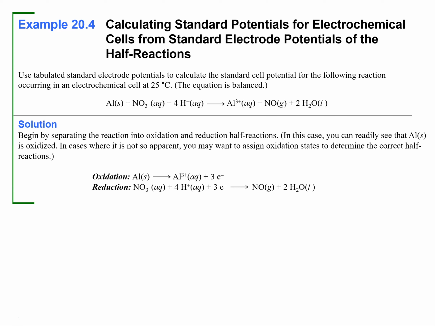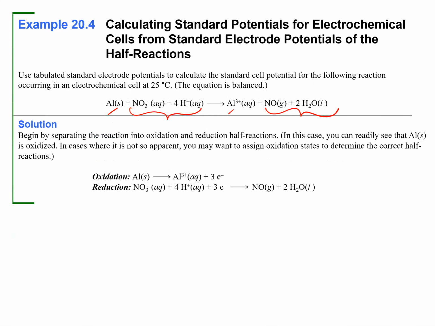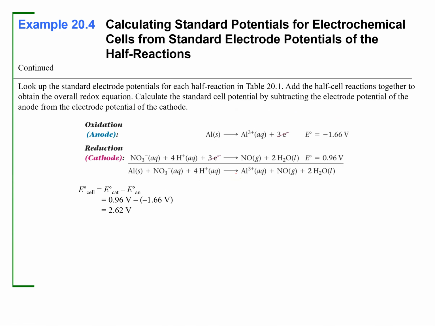So what do we do first? Well, we're going to begin by separating our half reactions into our oxidation and reduction half reactions. And very conveniently, aluminum goes from 0 to 3 plus. Therefore, it has to lose 3 electrons. Therefore, it has to be oxidized because oxidation is loss. And on the reduction side, we're going to have everything else. So then we need to balance our number of electrons. Looking back, we have 3 electrons, 3 electrons. It was already balanced.